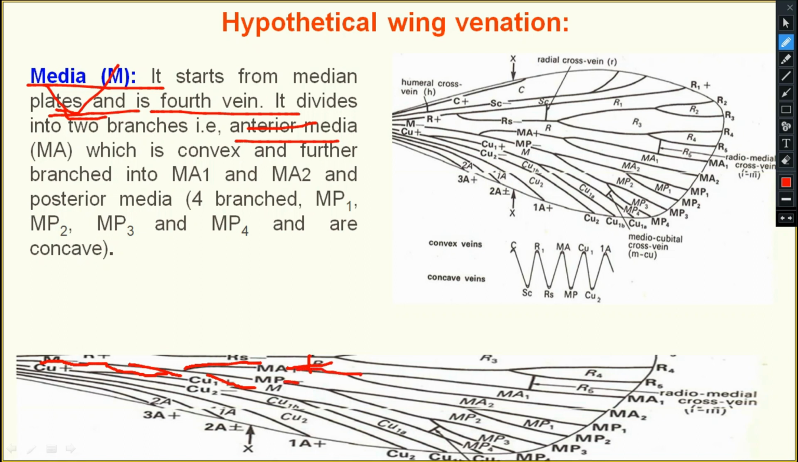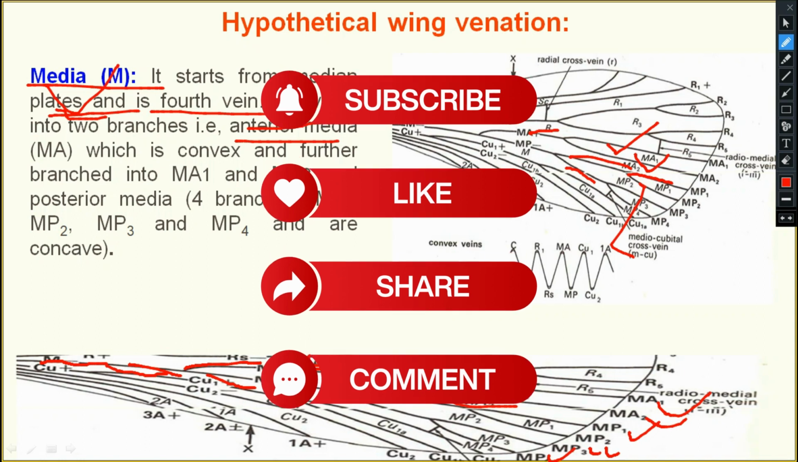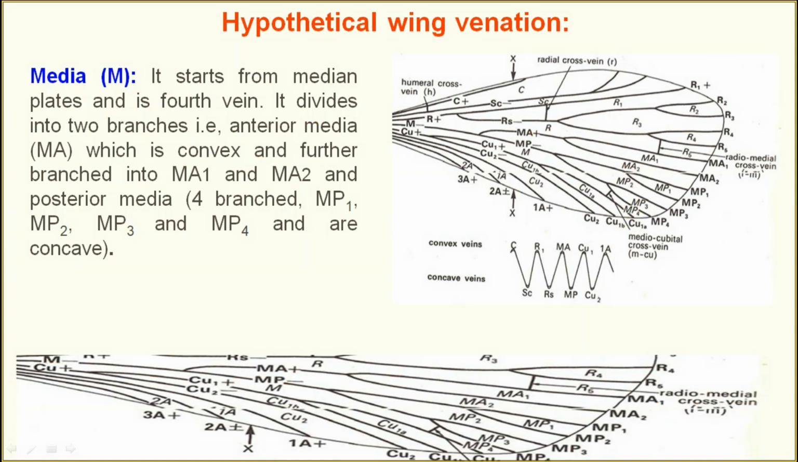MA is again subdivided into two veins, MA1 and MA2. MP is subdivided into two sub branches, which again divide into MP1, MP2 and MP3, MP4. So you see MA is convex and MP is concave. This much you remember.